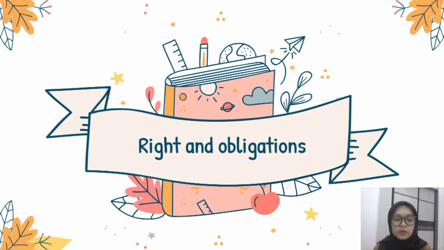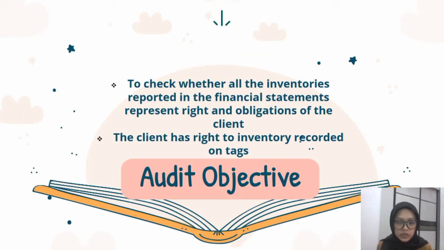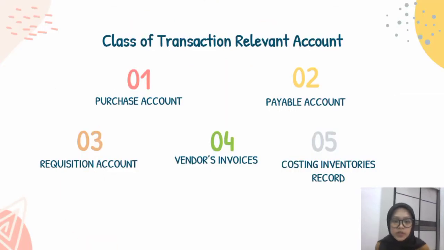Now I'm going to present the assertions of rights and obligations for the inventory and warehousing cycle. The audit objective for rights and obligations is to check whether all the inventory reported in the financial statement represents the rights and obligations of the client. The client has the right to the inventory recorded. The classes of transaction and relevant accounts for rights and obligations are purchase account, payable account, requisition account, vendor invoice, and lastly costing inventories record.